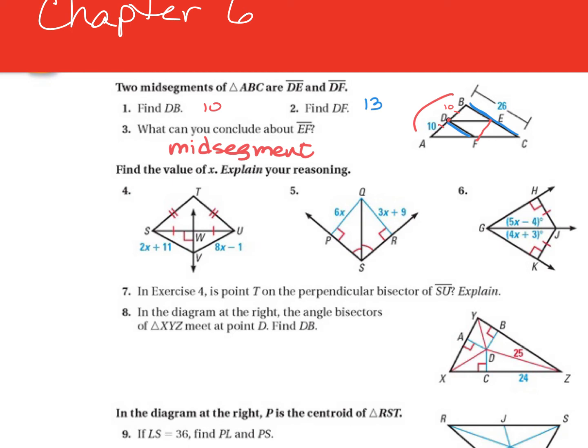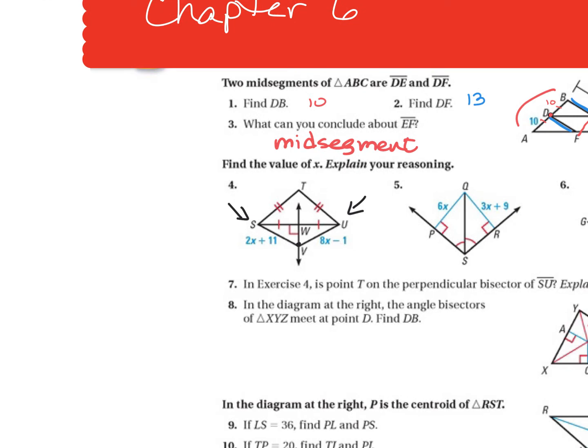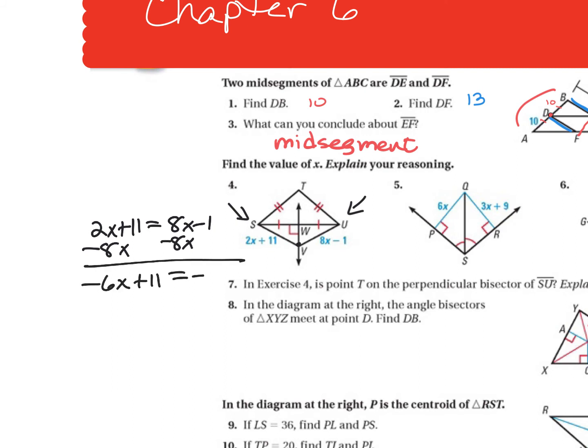Okay, so for the next one, we can see that this is a perpendicular bisector. So I know that any point on the perpendicular bisector is going to be equidistant from these endpoints. So I'm going to set 2x plus 11 equal to 8x minus 1. I'm going to combine my x's. Negative 6x plus 11 equals negative 1. Subtract 11. Negative 6x equals negative 12. Divide by negative 6, and x equals 2.